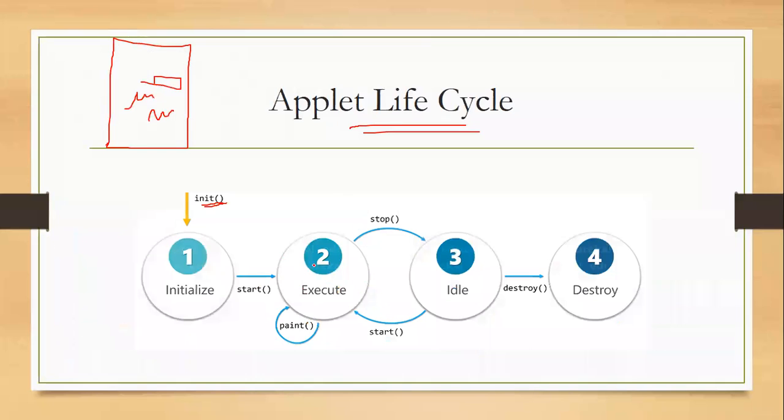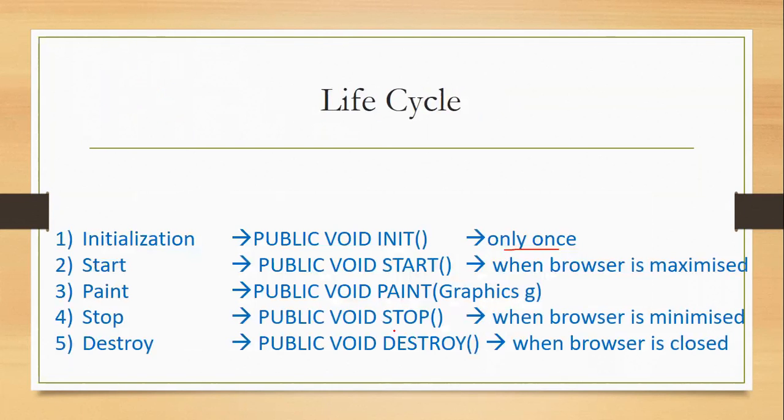Once you are going on with execution, at any point of time, you can stop using the stop method. Once you stop, you go into a state called idle. Once you are in the idle state, you can again start, then you paint, you go on in the execution phase, and so on. To stop, you have a method called stop. When you minimize the browser, it is the stop which is actually running.